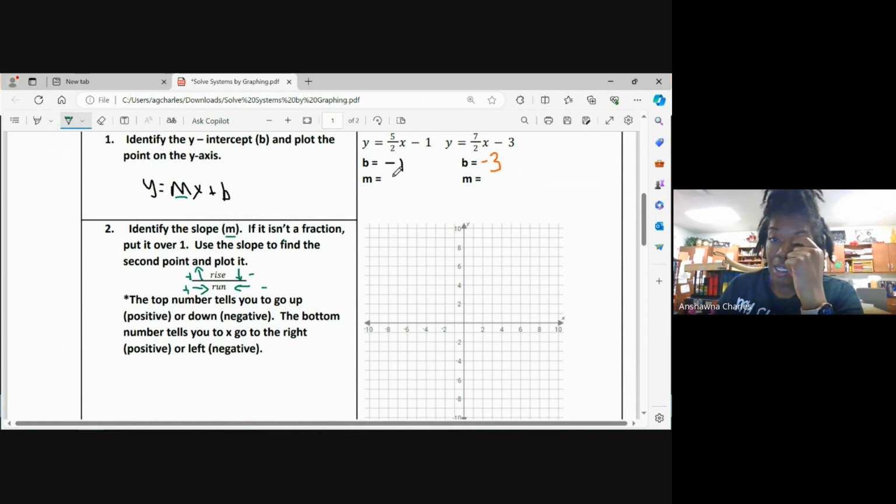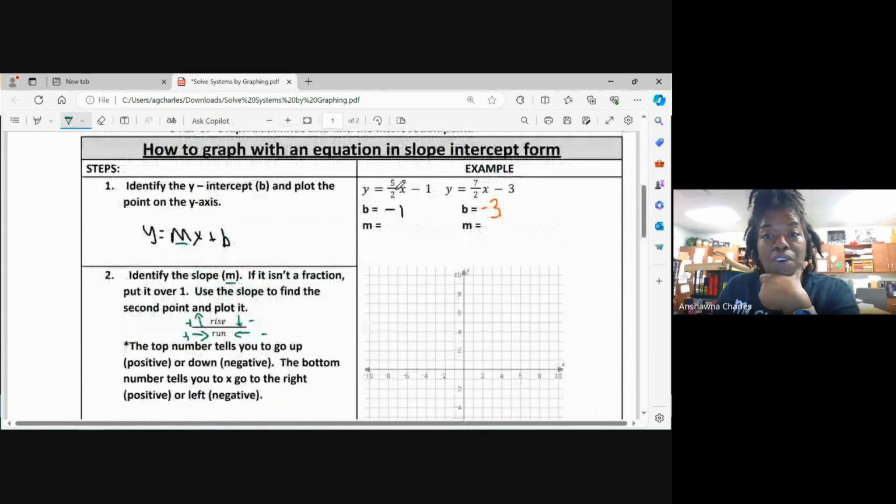All right, so now let's look at these two examples we have. So we have 5 over 2.